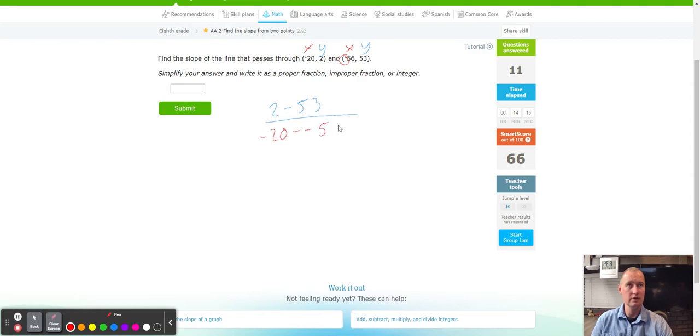so 2 negatives, 56. All right, let's clean this up. Negative negative is a positive. Now I'm going to bounce back to the numerator. The magnitude of 53 is definitely way larger, so it has to be negative. And 53 subtract 2 is going to be 51, so negative 51 there.